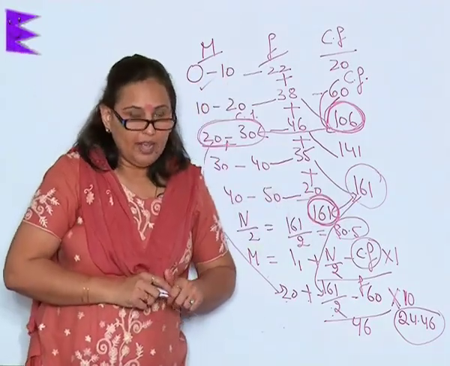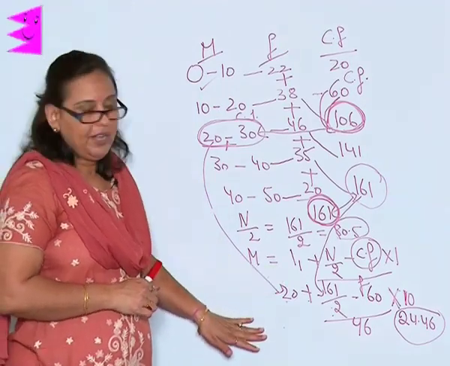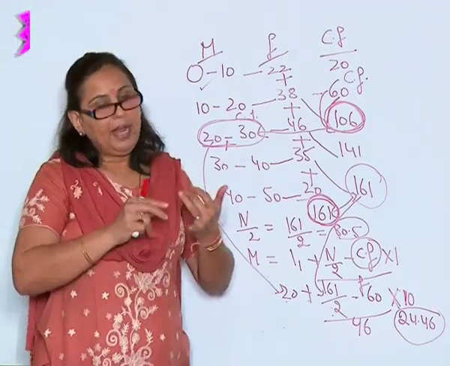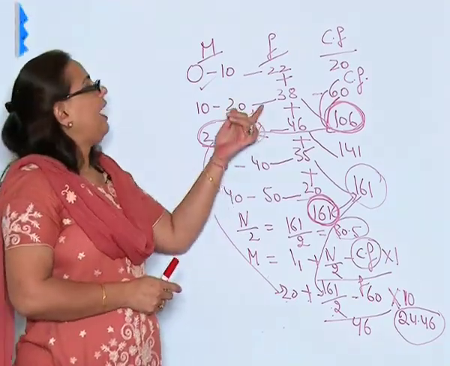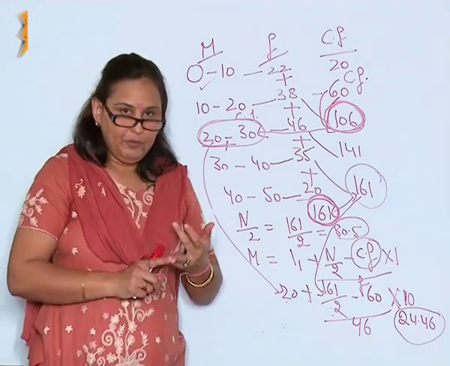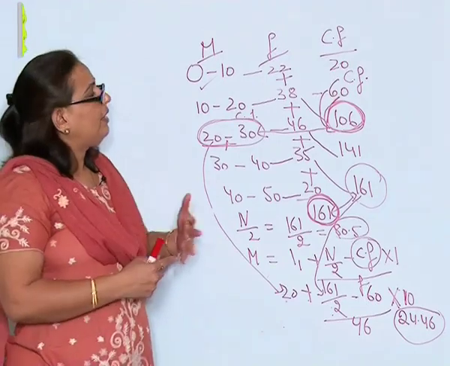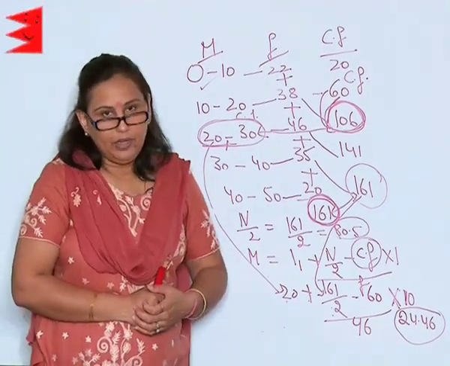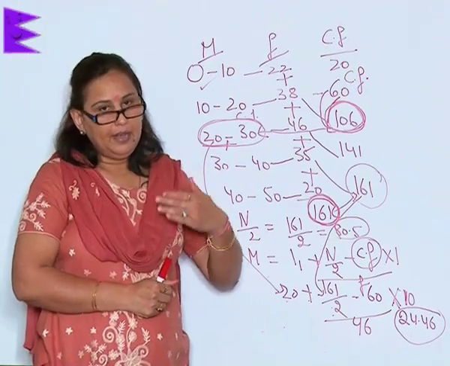So you will have observed by now that we have derived the mean through the individual, discrete and continuous series, and we have also derived the median through the individual, the discrete and the continuous series. The third and the last that we have to learn is the mode, which we will cover in the next clipping.